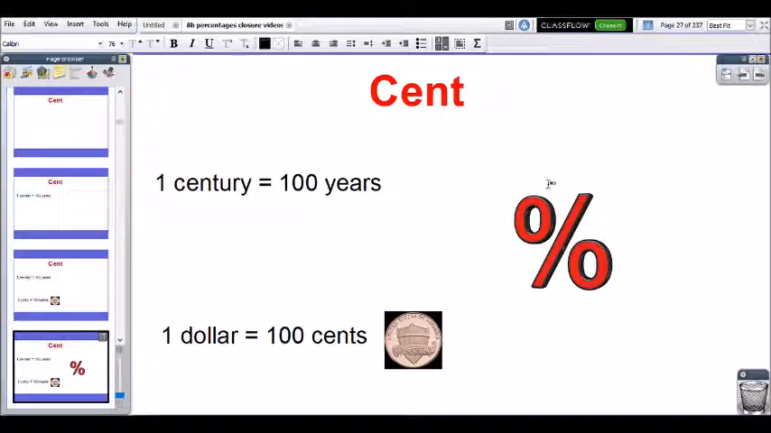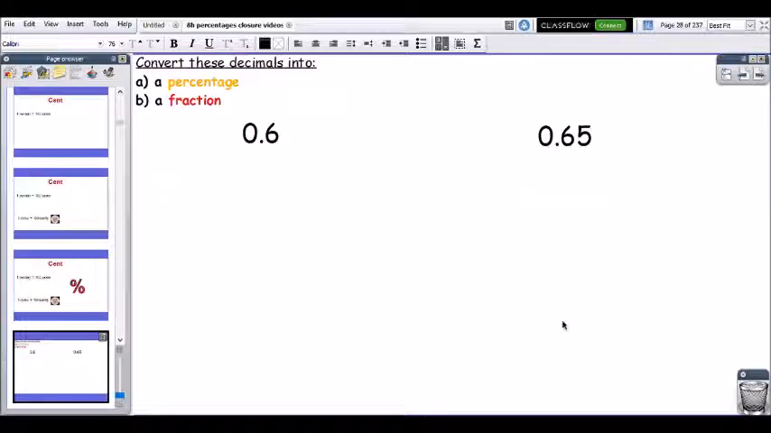And an easy way to remember this is if you look at this percentage sign, do we see that it kind of looks like the number 100? So that line, you could call it the 1, and then these two little circles, you could kind of call them the zeros, can't you? So that's an easy way to remember. So percent means per 100. I'm going to show you why I've chosen to explore that language in a second.